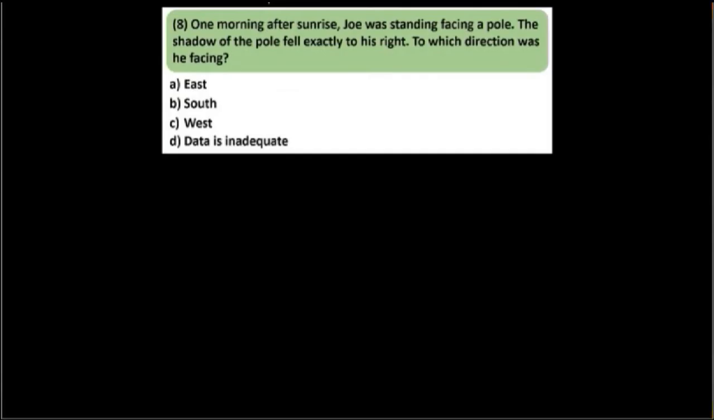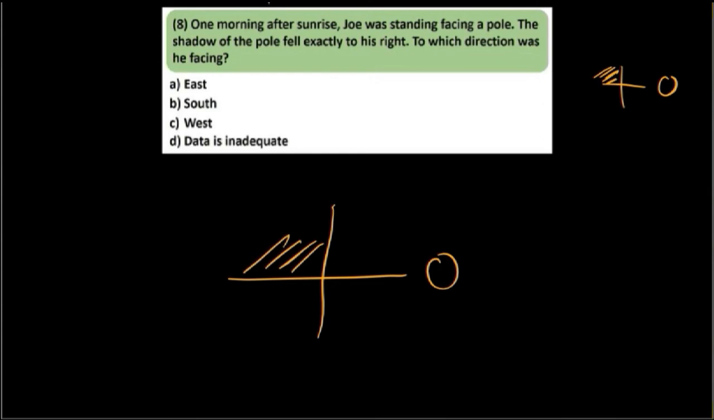One morning after sunrise, Joe was standing facing a pole. Okay, it is morning, so it is a sunrise, so the sun is on the east side. So what exactly I want to tell you here is that the shadow would be on this west side. Okay, sun is here, so shadow would be on this side. The shadow of the pole fell exactly to his right. Now what they are saying is that if the sun is on this side, then the shadow is on this side, and this is the right side of Joe.